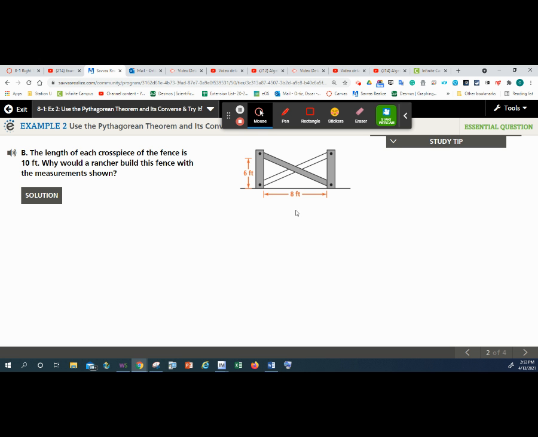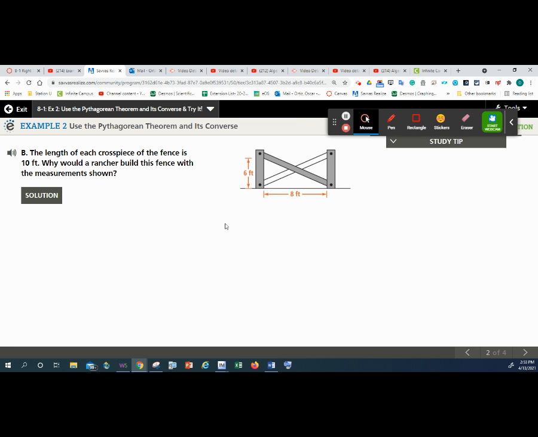For this example, we're using the converse of the Pythagorean theorem. A rancher is building a fence so that this is 6, 8, and this is 10 feet according to the information. They're asking us, why does this make sense?